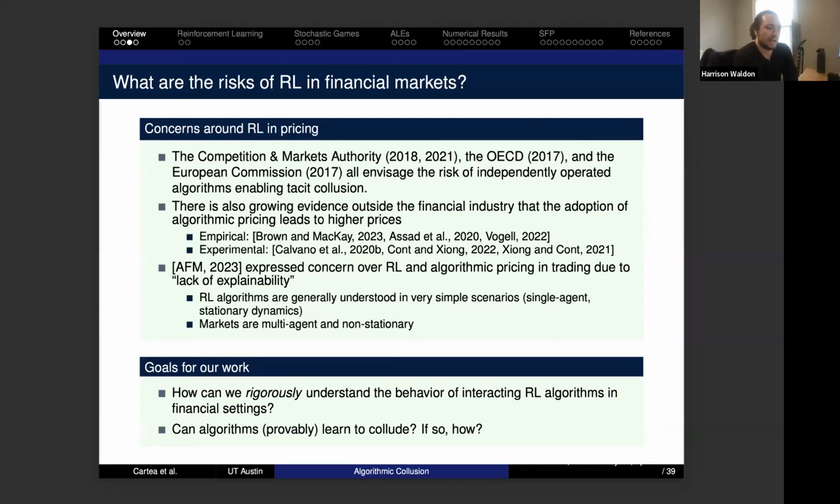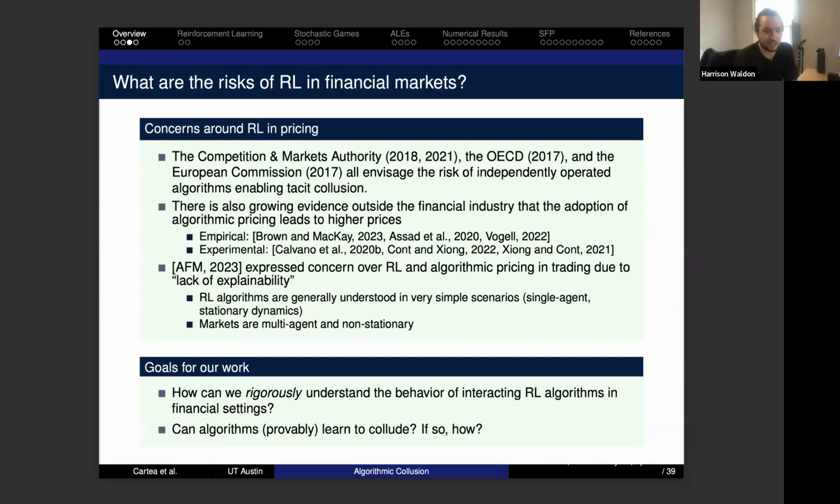So along these same lines, the AFM has expressed concern over RL explicitly due to its lack of explainability. In particular, RL algorithms are generally understood in very simple scenarios in which a single agent interacts with a fixed but stochastic environment, so a Markov decision process. Markets, however, are multi-agent and non-stationary and increasingly driven by the decisions of ML algorithms. But very little is known about how these algorithms actually interact with one another.